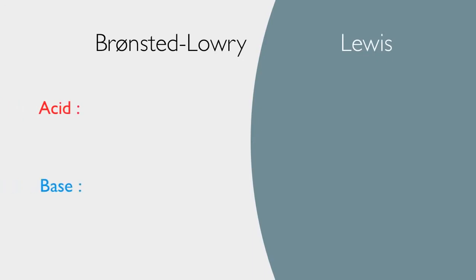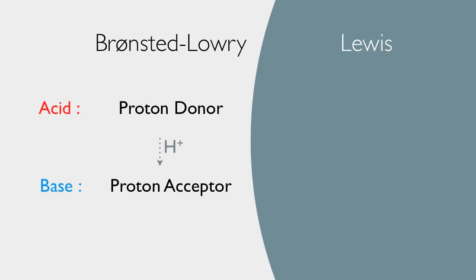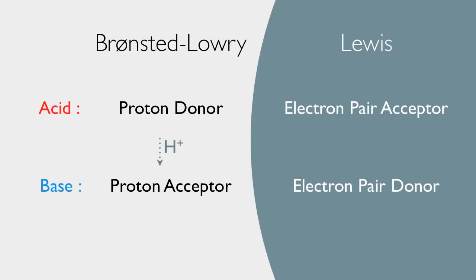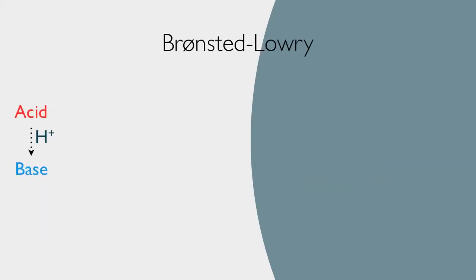In Bronsted-Lowry, an acid is a proton donor, and a base is a proton acceptor. In other words, Bronsted-Lowry theory is just about passing around protons, the same thing as a hydrogen cation. In Lewis theory, an acid is defined as an electron pair acceptor, while a base is an electron pair donor. So again, we have acids and bases defined in terms of passing something back and forth, in this case, an electron pair. Let's look at Bronsted-Lowry theory.